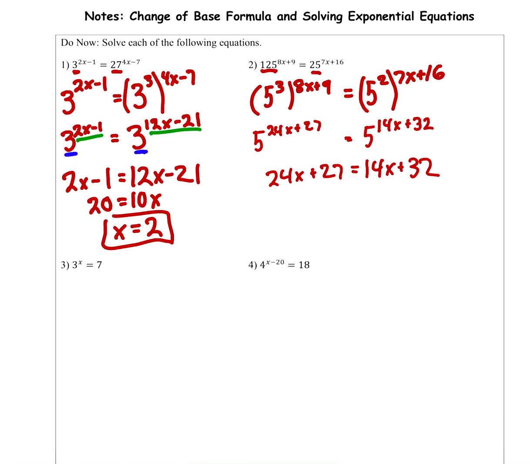Get the x's on one side. I'm going to choose the left side, so I'm going to subtract 14x on both sides. So that would be 10x. I'm going to subtract 27 on both sides, equals 5. You should get x equal to 0.5 or 1 over 2.